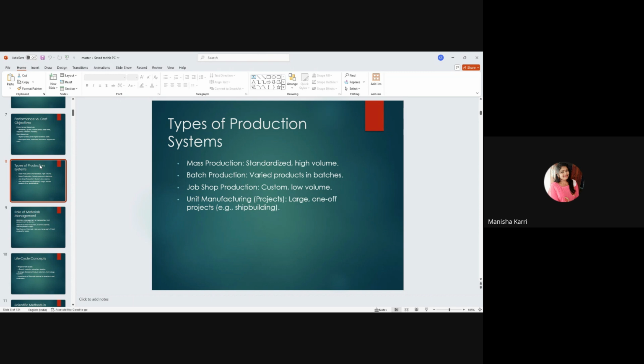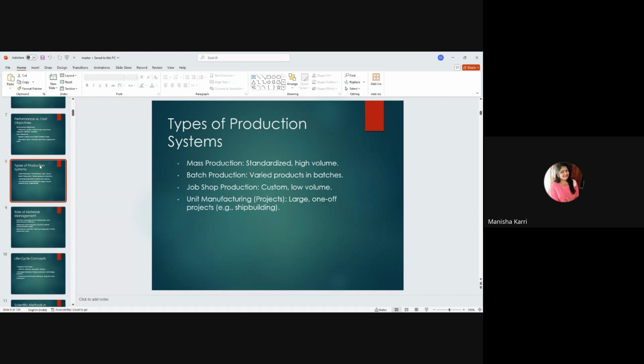For example, bakeries. The bakery might make one batch of cupcakes followed by a batch of different types of cookies, right? And coming to clothing manufacturers, these factories will produce different types of clothing lines in batches. For example, summer collection, winter collection.